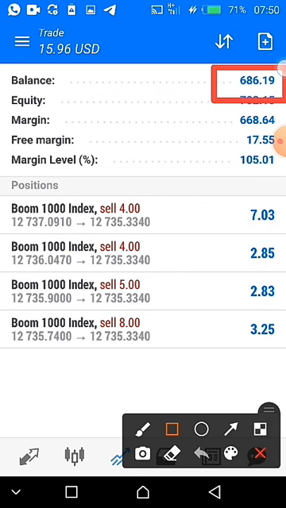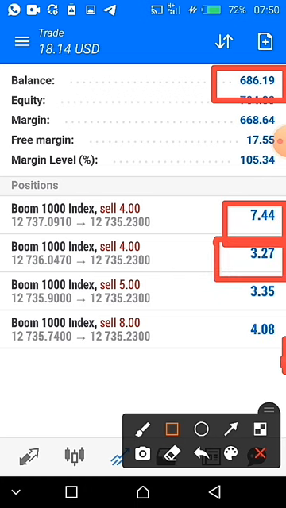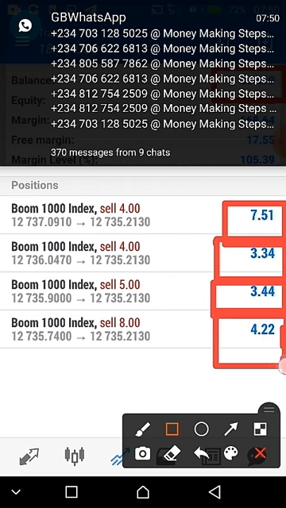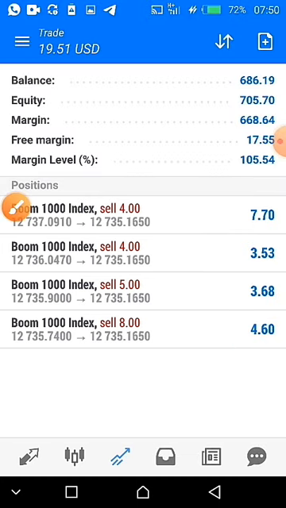Actually, you can see the balance was 686. That's what they had, 686 USD. That was the balance, and that's what I used in entering. I opened about four positions of 4458. That's the lot size, 4458. The 4 positions I opened.